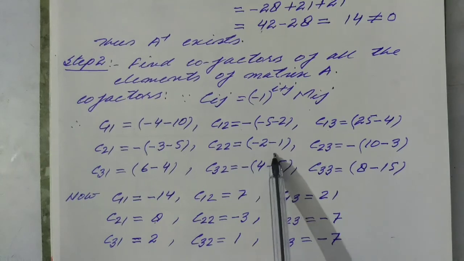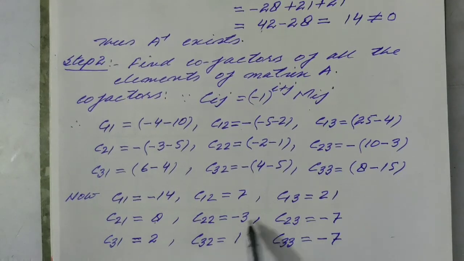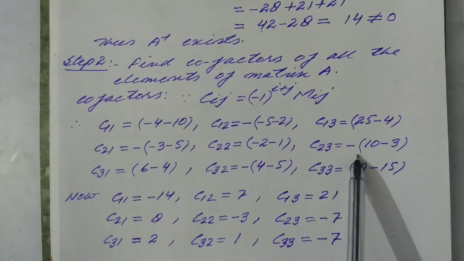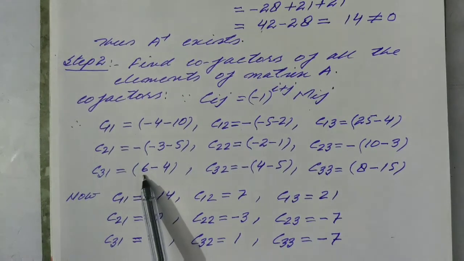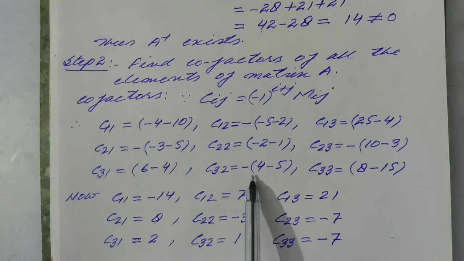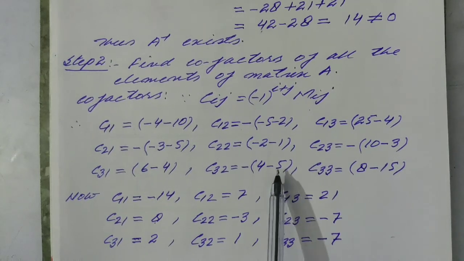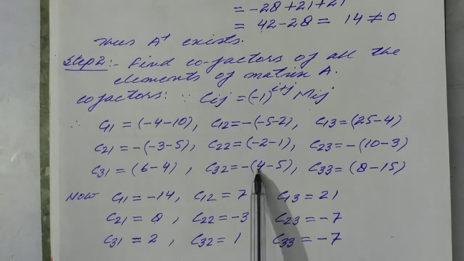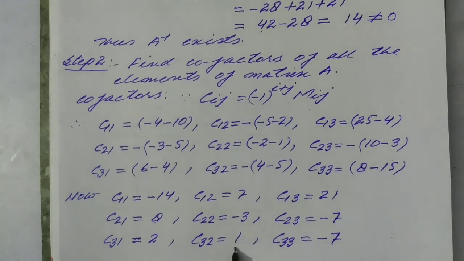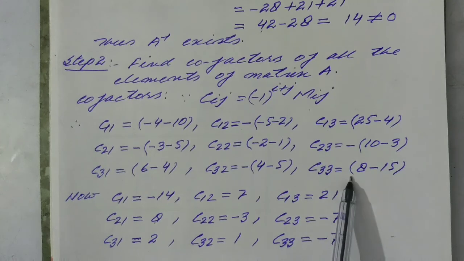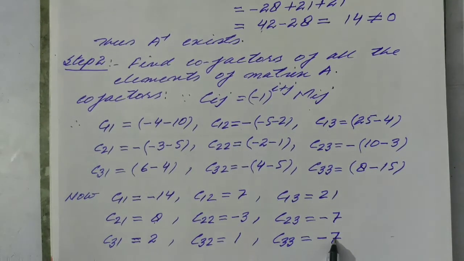And cofactor C22, we have minus 2 minus 1, that is minus 3. Cofactor C23 is equal to minus 10 minus 7, that is minus 7. Cofactor C31, that is 6 minus 4, is equal to 2. C32 is equal to minus bracket 4 minus 5, that is minus 1 into minus, so plus 1. And at last C33 is equal to 8 minus 15, which is equal to minus 7.